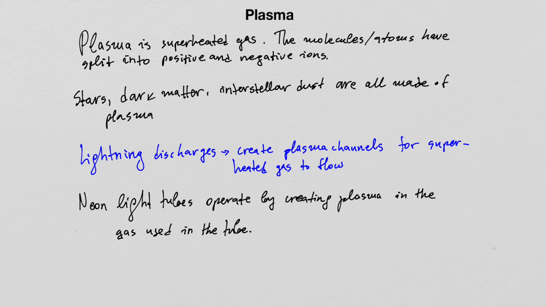Another example of the use of plasma is neon light tubes. So they operate by creating a plasma flow in the gas used in the tube. And depending on the type of gas or mixture of gases that's being used, that also determines the color that this light tube will emit. So we have white, we have green, we have red, we have purple. These all depend on the type of gas used in the tube. And with this, I will conclude the lecture on states of matter.